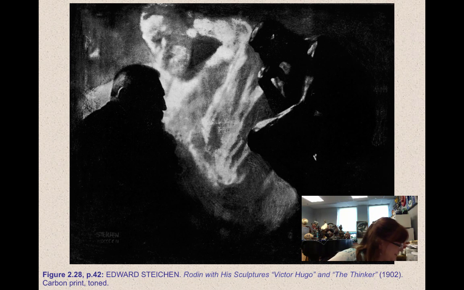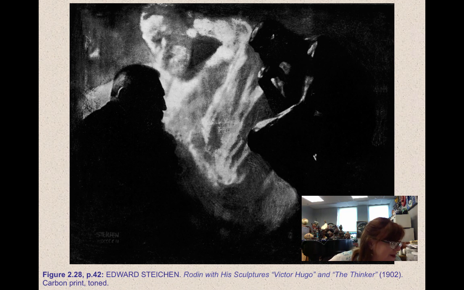This is a better piece anyway. This is Edward Steichen's painting, or actually photograph, of the sculptor Rodin. And some of you might have been to the Rodin Museum in Philadelphia. One of his most famous sculptures is The Thinker, so we see that sculpture on the right.